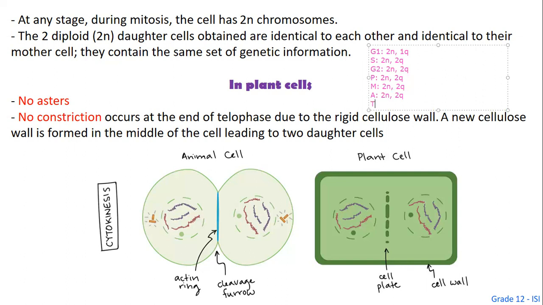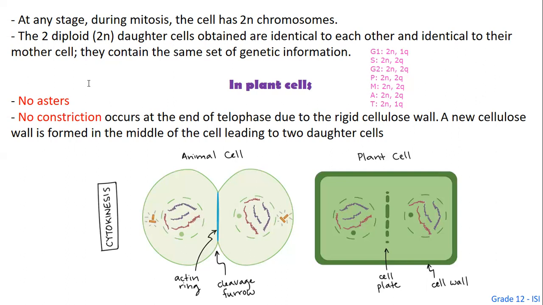Now, during telophase, we separated the two cells. So each group of chromatids is in the nucleus of each daughter cell. So we have two chromosomes, but with one chromatid.